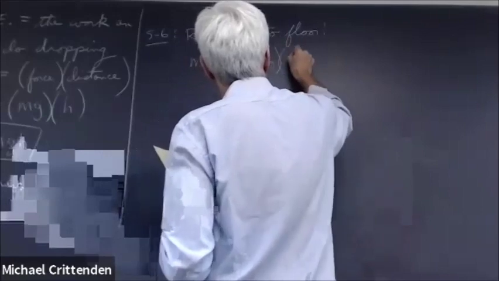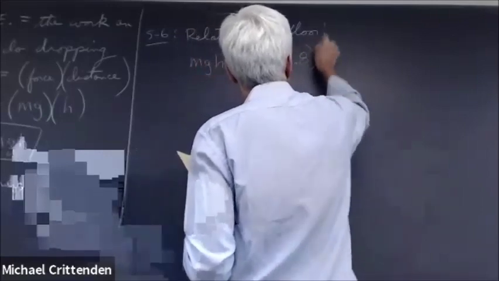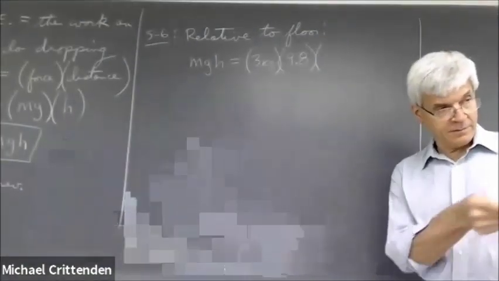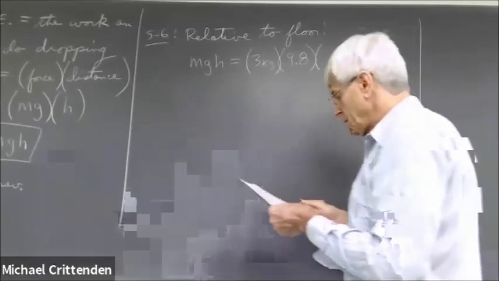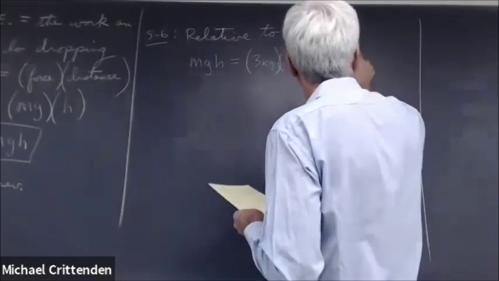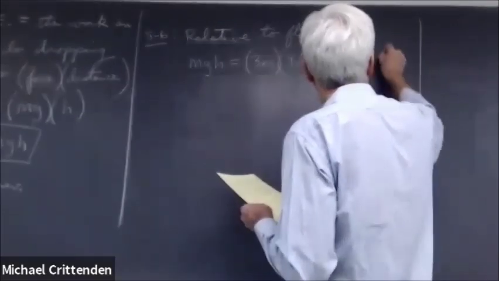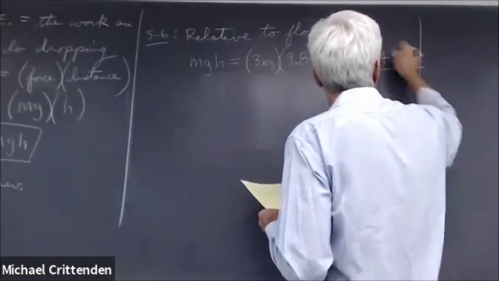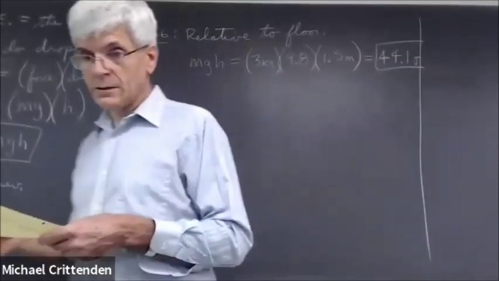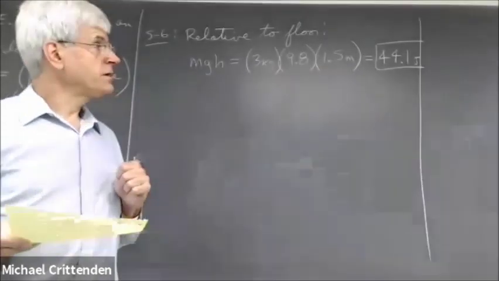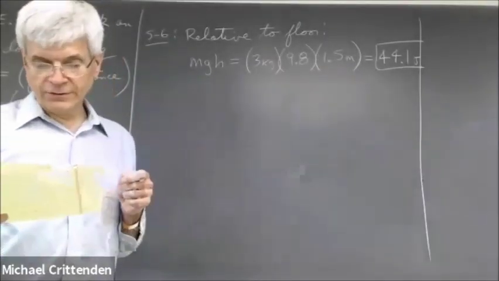mgh: 3 kilograms, g is 9.8, and based on the dimensions given in the picture, the object is 1.5 meters above the floor. So relative to the floor, the potential energy is a little over 44 joules.